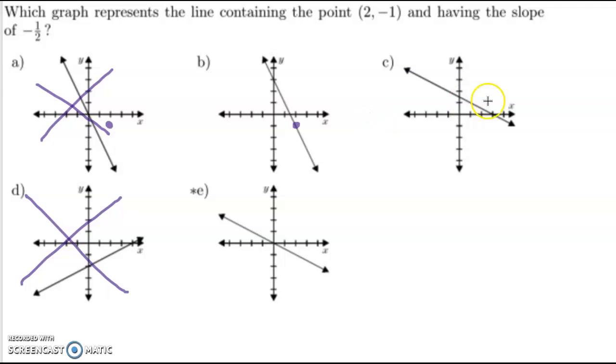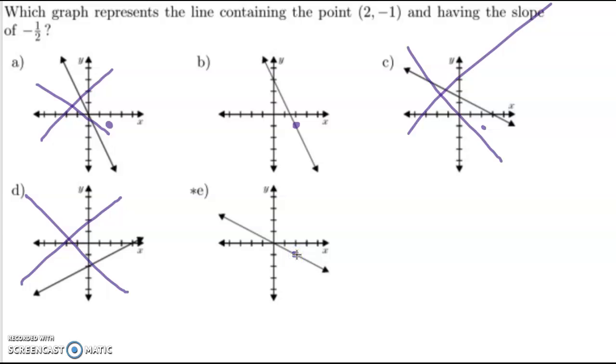But let's keep checking. If I go to the next one and I go over 1, 2 and down 1, it's nowhere near that graph, so this one is also out. Let's look at letter E. If I go 1, 2 and down 1, that would be a beautiful point on that grid as well.